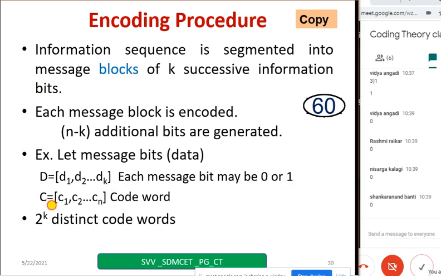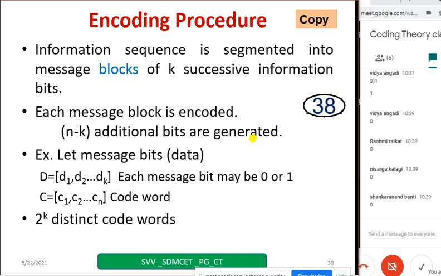Again, the code word is given by C1, C2, C3 like that, and each bit will be 0 or 1. In total, how many codes will I have? 2 raised to k. Some of the information may be repetitive for you people. Whatever you feel is a little additional, you can just note down. I think here you can take D equal to D1, D2, D3 up to Dk, and C equal to C1, C2 up to Cn, because the number of bits is n.